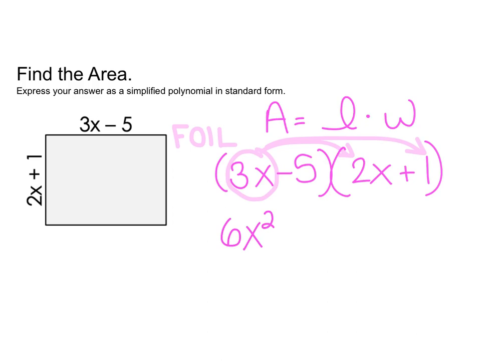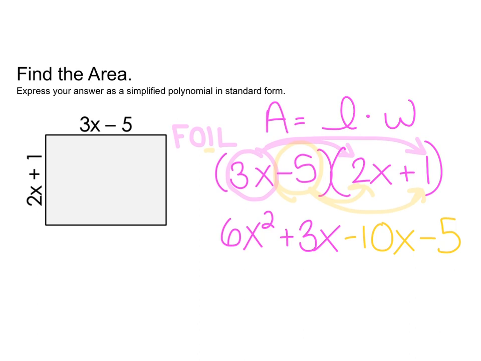3x times positive 1 is positive 3x. And now I'm going to take the negative 5 times both terms in the second. Or, if we're using the FOIL acronym, that's the inner product. So negative 5 times 2x is negative 10x. And then you're doing negative 5 times positive 1, which is negative 5.